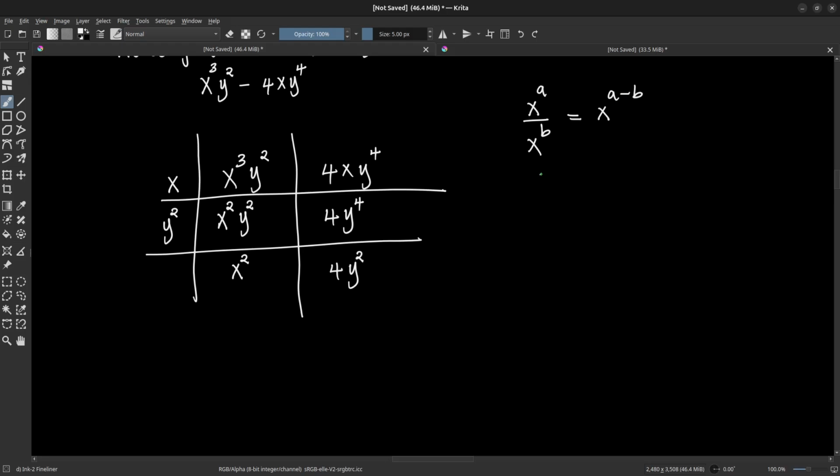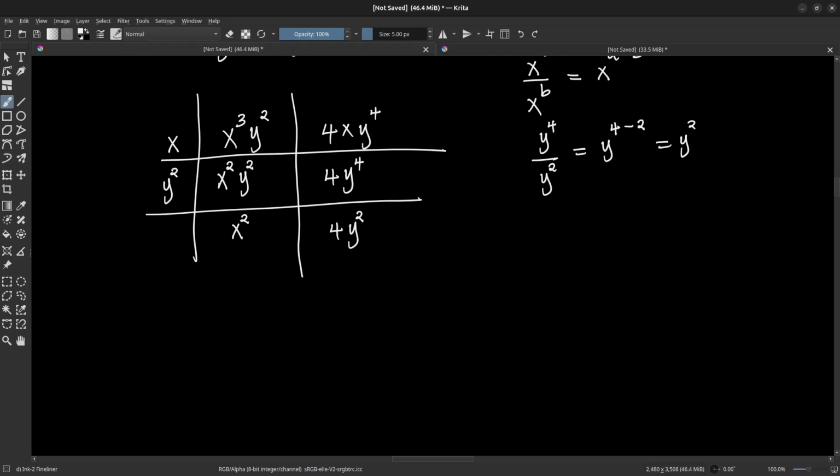So when we are dividing the same bases, you just subtract the powers. In our case, we are doing y to the power of 4 over y squared, which equals y to the power of 4 minus 2. And this is why we got the y squared here. So between x squared and 4y squared, there are no more common factors. This means that the greatest common factor of our two expressions is going to be x times y squared, which gives you xy squared. So that is the GCF.